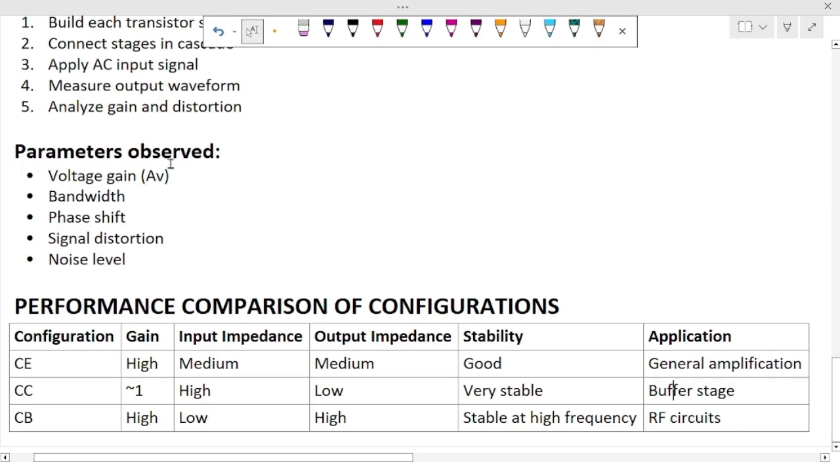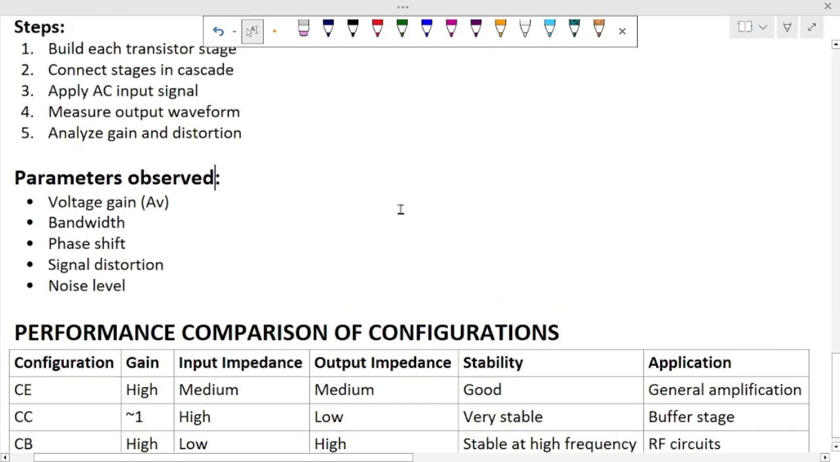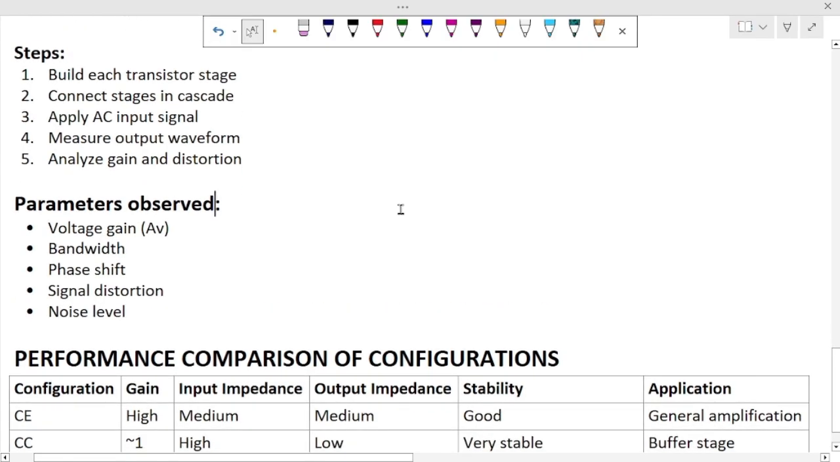So the parameters to be observed if you are to carry out this design are the voltage gain. I think I've mentioned that a lot. Voltage gain. And since we talked about stability at high frequencies, we should also talk about bandwidth. Consider bandwidth and phase shift. This thing I mentioned, phase shift.